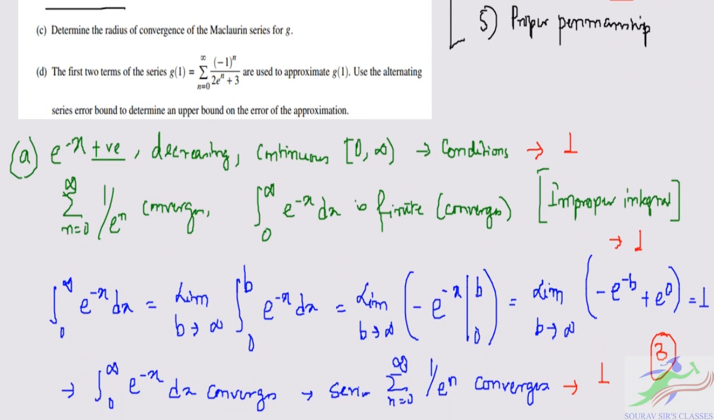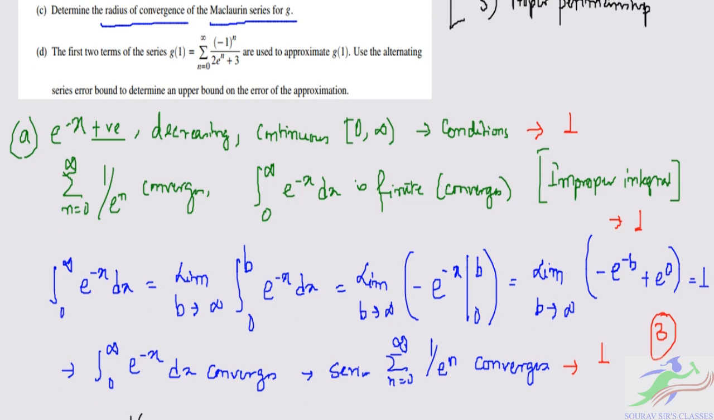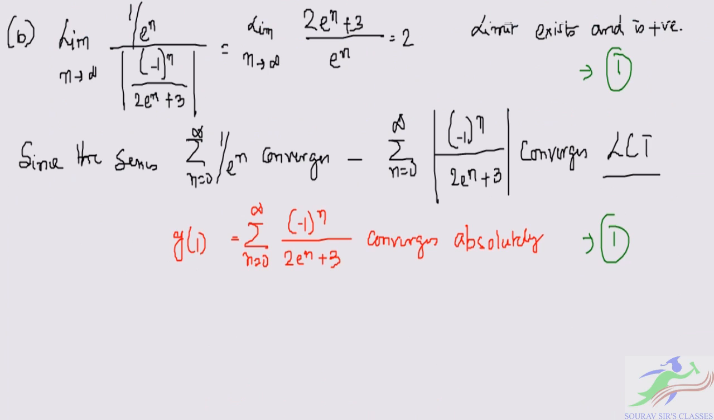Now part C. We have to determine the radius of convergence for the Maclaurin series for G. Simple. You have to find the radius of convergence. So that is our part C.